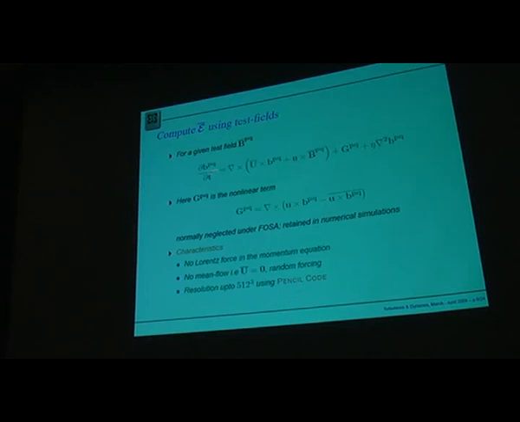evolution equation for the small scale field, where here the term G is a nonlinear term, which you will normally neglect when you do a first order smoothing approximation, but it will be retained in numerical simulations. So in addition to that, we also have the momentum equation.